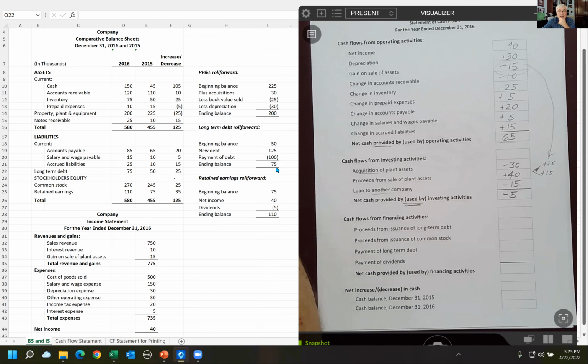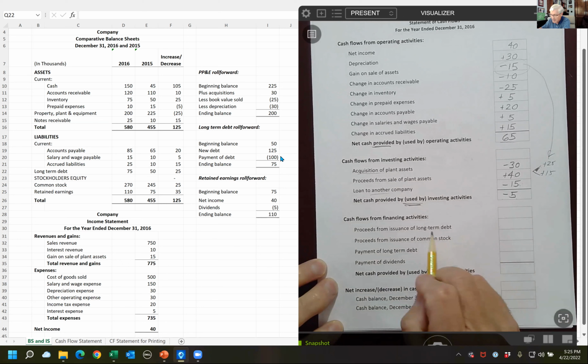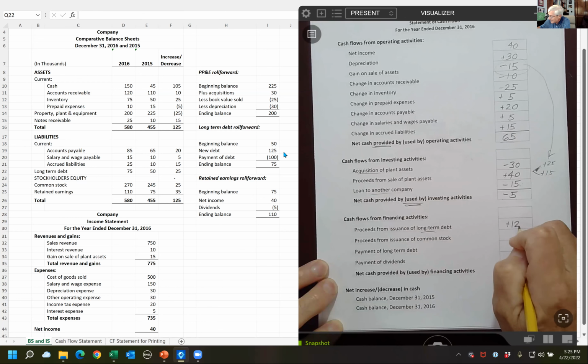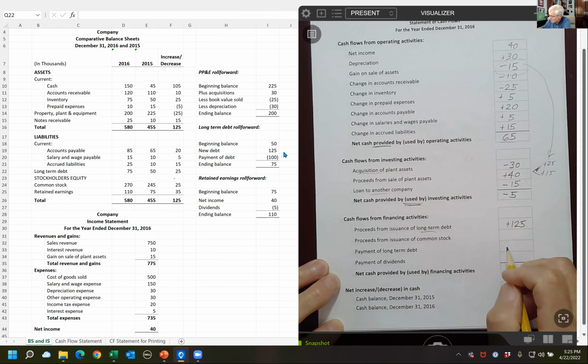So this $25,000 increase from 50 to 75: we issued new debt for 125, and we paid some old debt off at 100. And that tells a little bit different story. We issued some new debt and paid some old debt. Maybe that had a higher interest rate or something. You'd want to go look at your debt footnote to understand that. So we know the issuance is the plus 125. That's the same direction too. And we paid some debt off, minus 100. So I've got my $25,000 increase there.